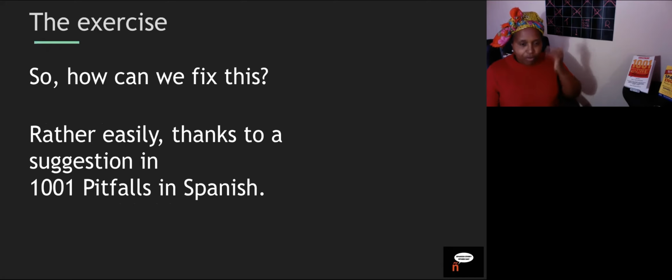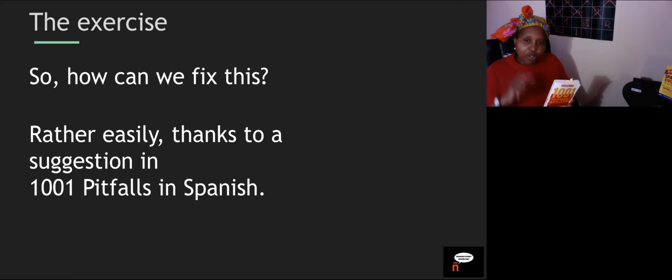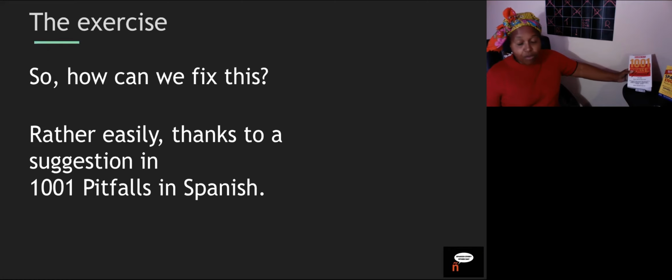All right? How can we fix this? Rather easily, thanks to one of my favorite grammar books for Spanish, and I believe it's in Italian and German, I think, French, 1001 Pitfalls in Spanish. It's an excellent book. I like it because not only does it tell me what I'm doing wrong, but why I think it's right. And that's what we need to do. We need to fix our thinking in order to be able to correct it. So here's the suggestion that they gave when it comes to pronouncing the te in Spanish.